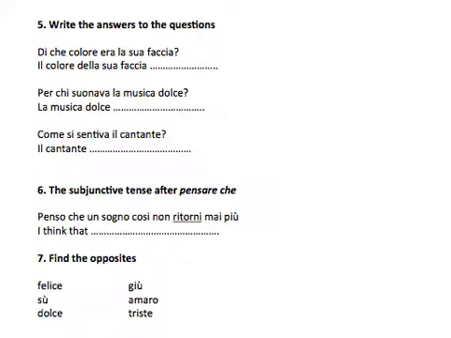Let's do work on opposites. Felice, the opposite is triste. Su, meaning up. Opposite is giù, meaning down. And dolce, opposite is amaro. Okay, so that's a basic grammar translation lesson. I'm going to do a little extension here and try and bring it a little bit up to date and show you how grammar translation still has a function to play, a part to play.